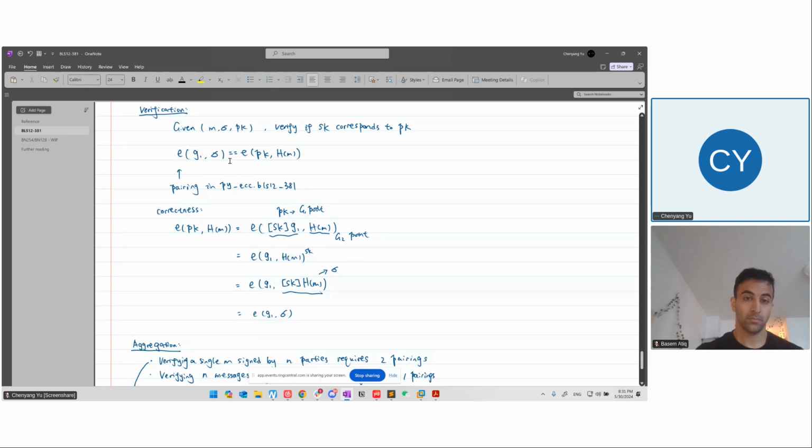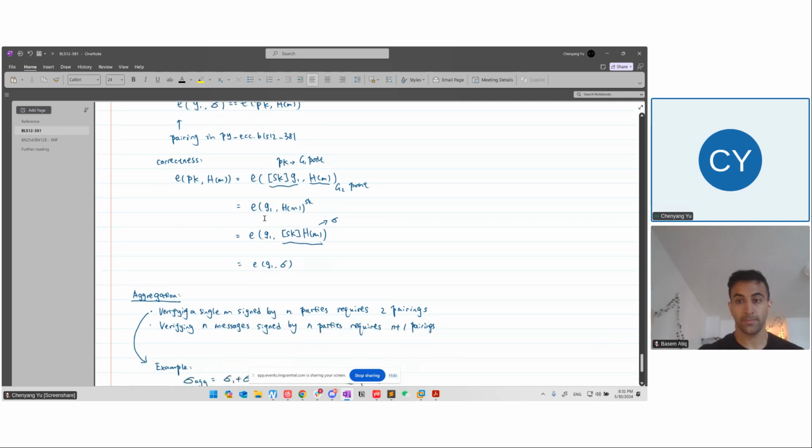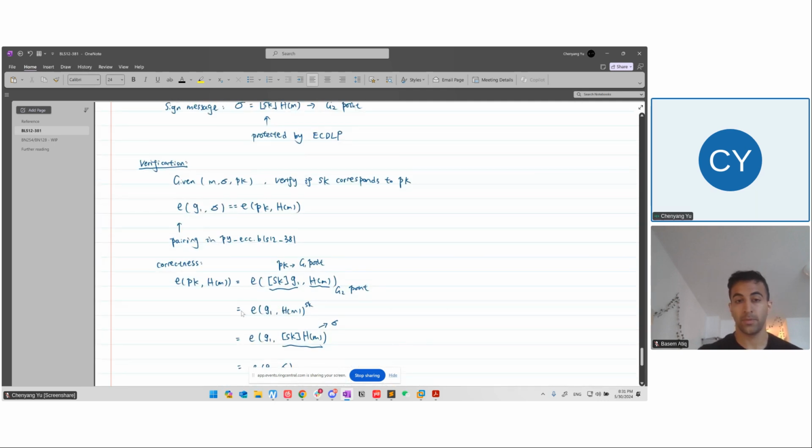It is just pairing in the PyECC library, in this bls12_381 library. Okay. So how do we know if the thing is correct? We can derive the formula a bit using the bilinear property.